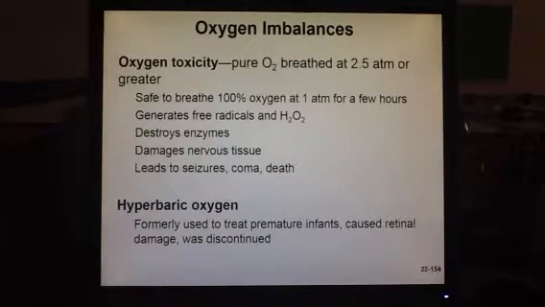This talks about it's safe to breathe pure oxygen for a few hours, but I don't really think that all of this is really necessary. It used to be that premature infants were given this type of treatment, but it is discontinued.